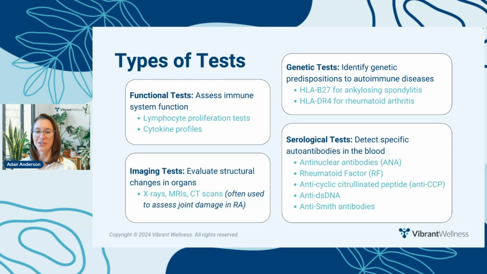And serological tests, which detect specific autoantibodies in the blood. This includes markers like anti-nuclear antibodies, rheumatoid factor, anti-cyclic citrullinated peptide, and anti-Smith antibody tests. This webinar will focus on serological testing, as that is what Vibrant does best.